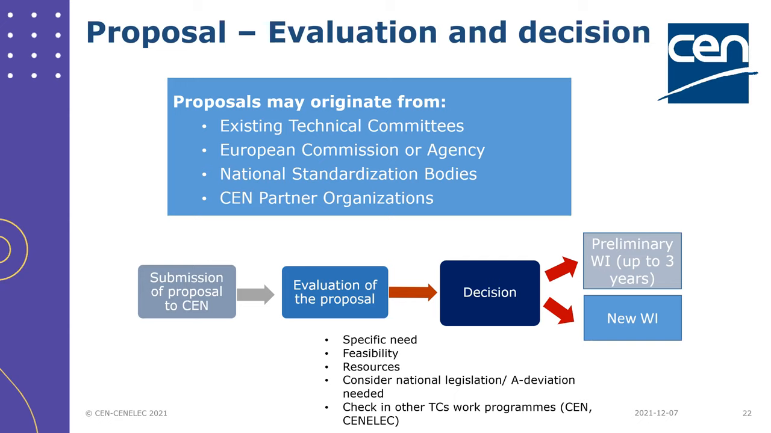Then there should be a decision to develop a standard, and this could be done through a new work item to develop a standard or through a preliminary work item. The preliminary work item has a lifespan of 3 years, and normally it's used when the draft is not mature enough, and the TC is not sure whether they can comply with the submission deadlines that are associated with the new work item. So they might go with the preliminary work item, and then during the development of the document, using the preliminary work item, the TC can decide within these 3 years to activate the preliminary work item into a new work item.